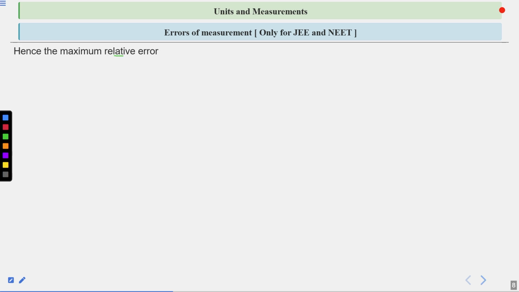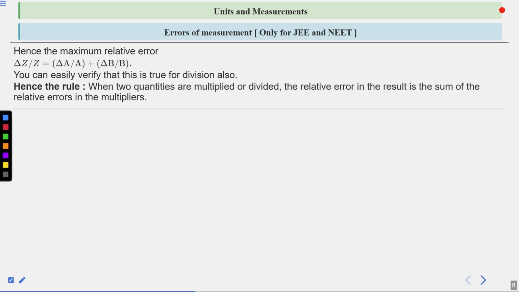Hence the maximum relative error delta Z by Z is equal to delta A by A plus delta B by B. You can easily verify that this is true for division also. Hence the rule: when two quantities are multiplied or divided, the relative error in the result is the sum of the relative errors in the multipliers.